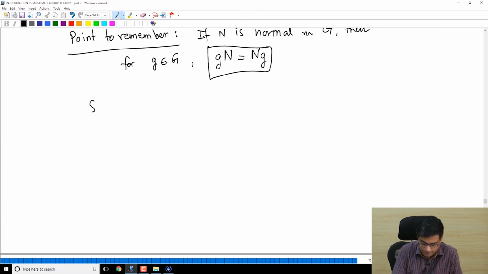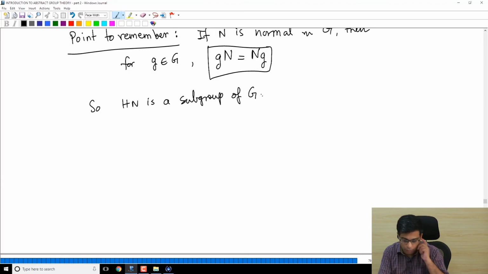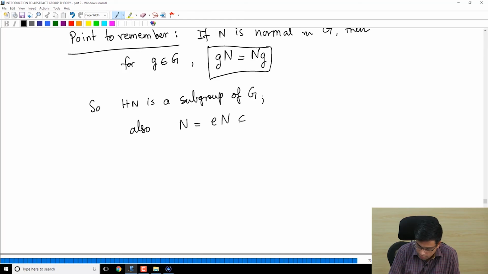So HN is a subgroup of G. This certainly proves a part of the second statement of the theorem. And also N, which is e times N, is contained in HN, right? Because HN is products of elements of capital H times elements of capital N, and e is an element of capital H. So N is a subgroup.